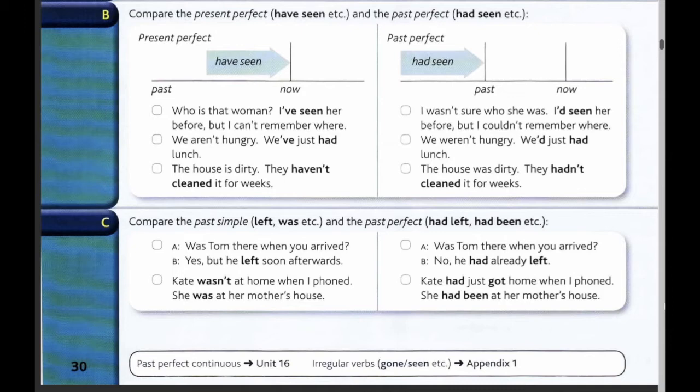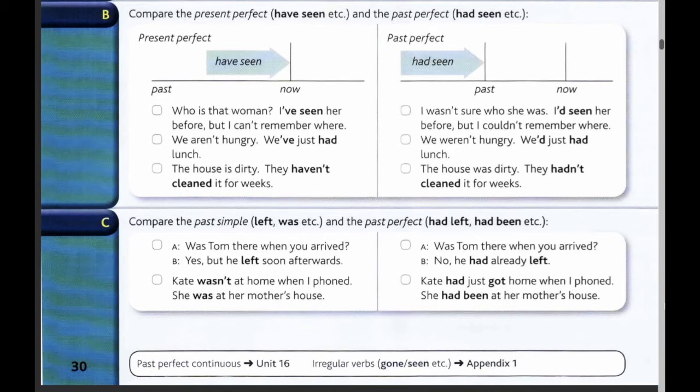Who is that woman? I've seen her before, but I can't remember where. I wasn't sure who she was. I'd seen her before, but I couldn't remember where. We aren't hungry. We've just had lunch. We weren't hungry. We'd just had lunch. The house is dirty. They haven't cleaned it for weeks. The house was dirty. They hadn't cleaned it for weeks.